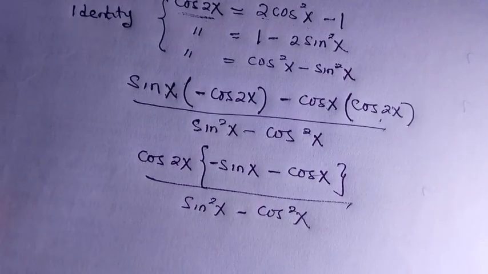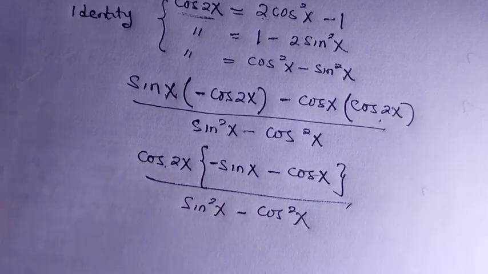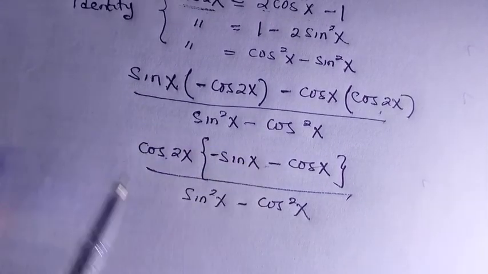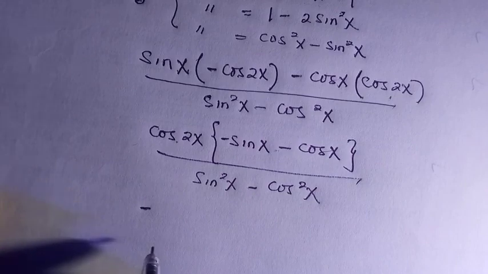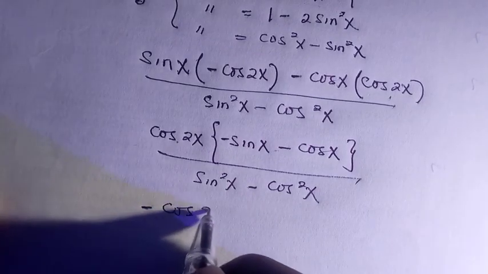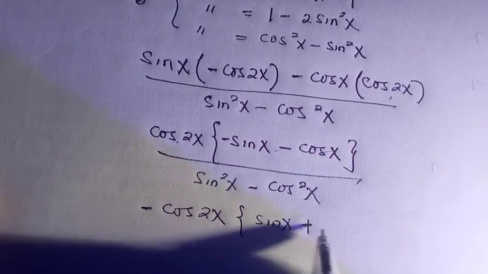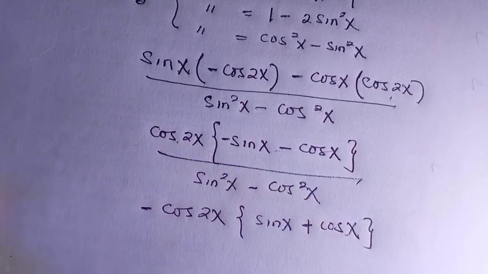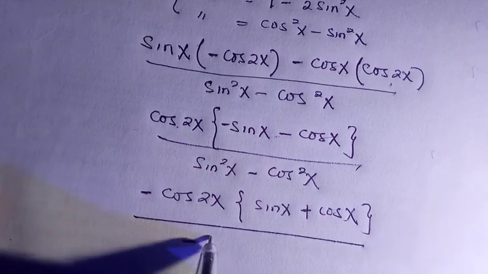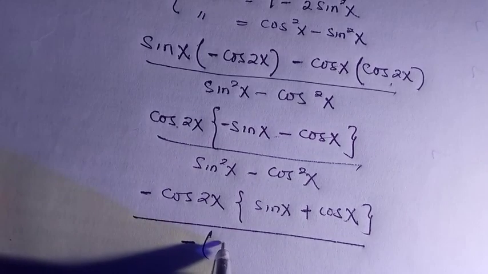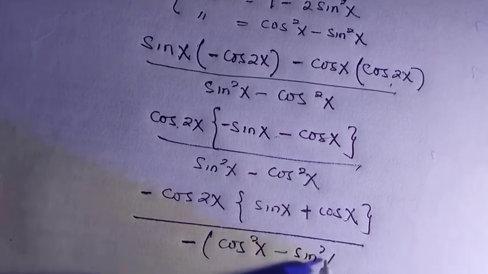But our aim is to prove that everything equals sine x plus cos x. If I take out negative from this numerator, and I interchange the denominator so that cos square starts, here we are going to have cos 2x, then bracket, so here becomes sine x plus cos x. Everything divided by, by interchanging this as well, negative cos square x will start, and we are going to take out negative, then we have cos square x minus sine square x.